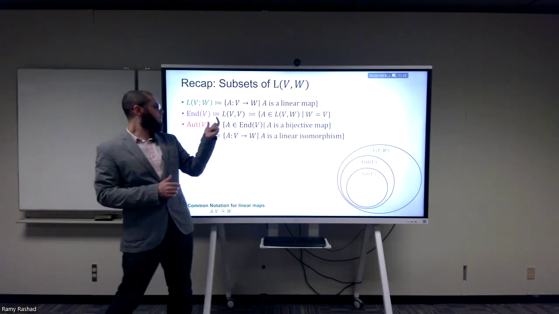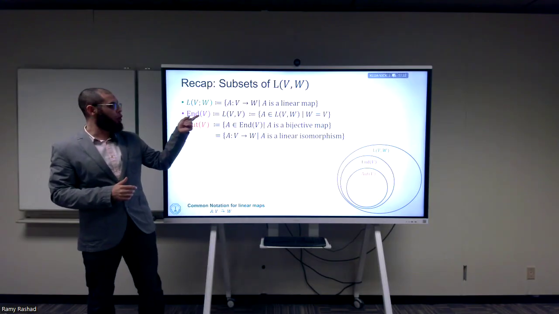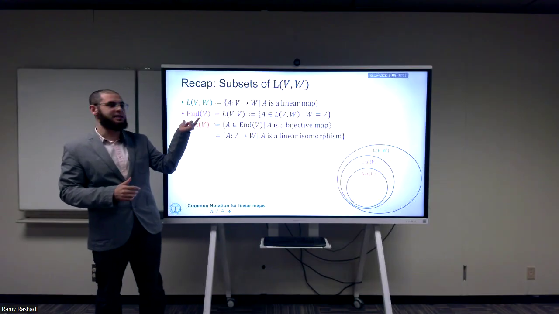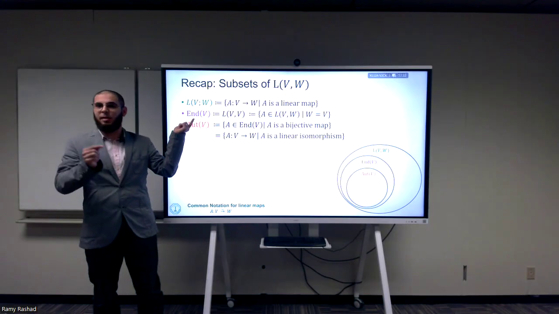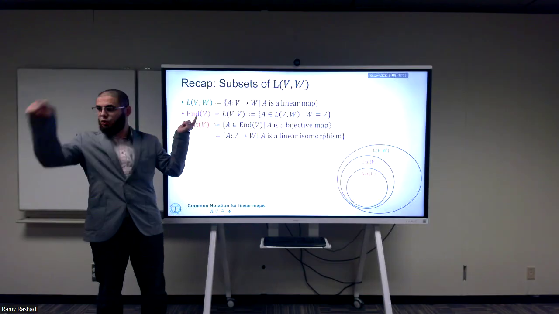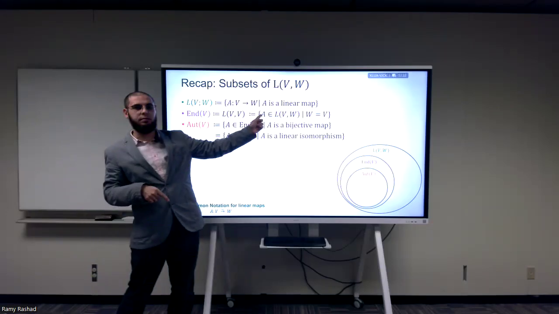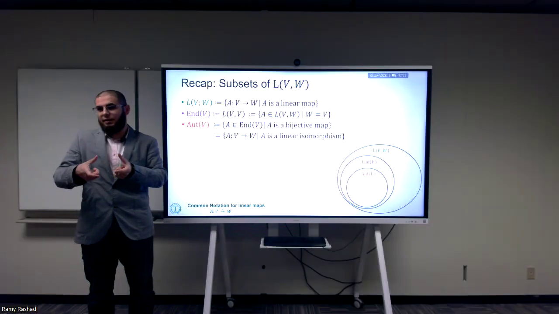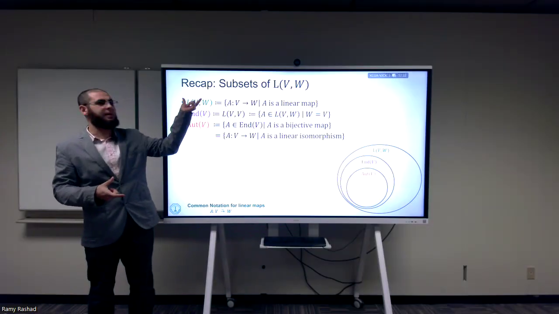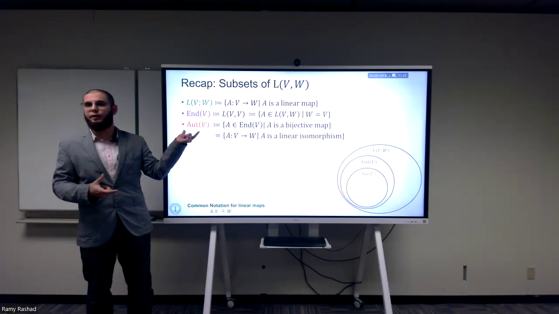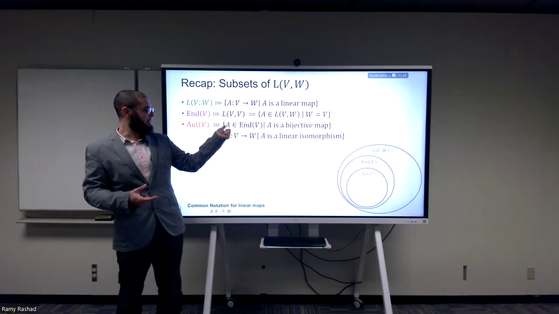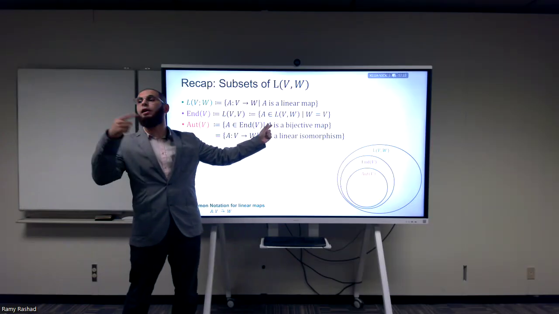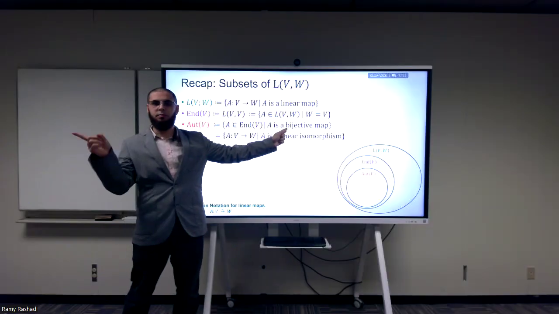Okay. And then we said that if we go from V to V, so the set of linear maps from V to V, we call these the endomorphisms, the set of all linear maps from one vector space to itself. This is simply the definition. And then we looked at an even smaller set inside of the endomorphisms and inside of the linear maps. We called it the automorphisms, the set of all A inside of the endomorphisms that also satisfy another condition: that A has to be bijective.